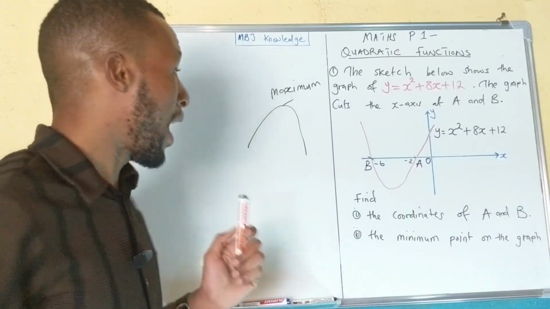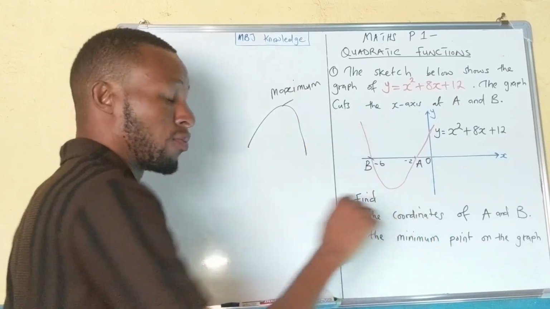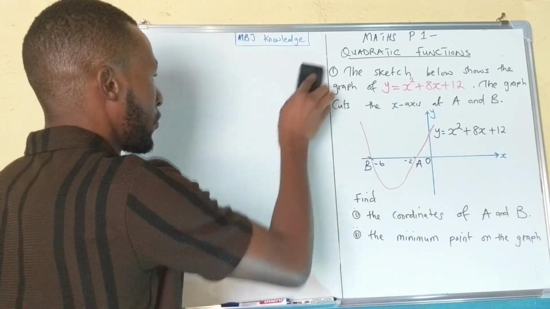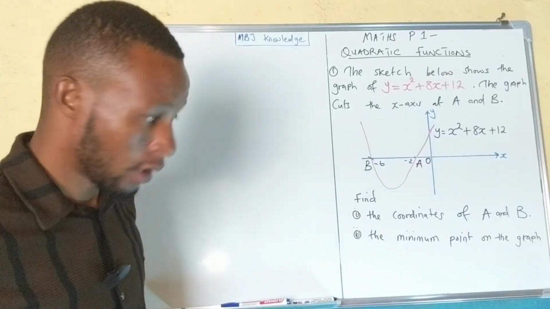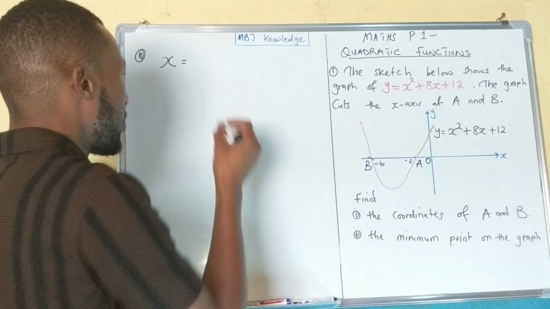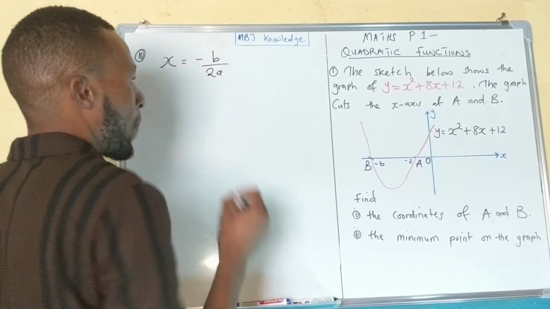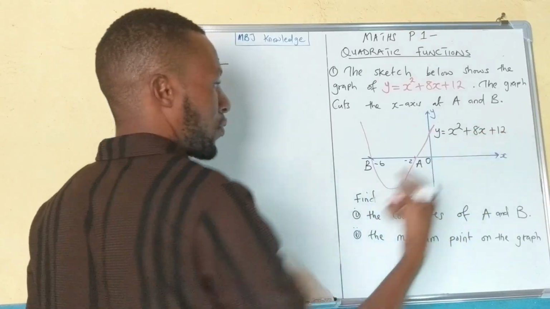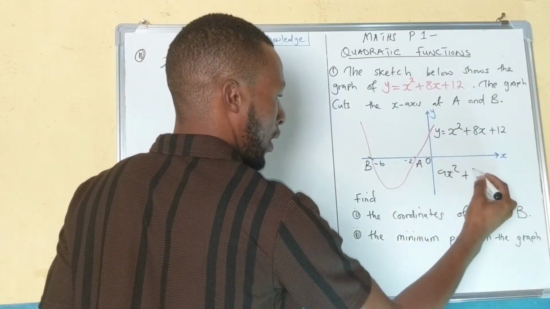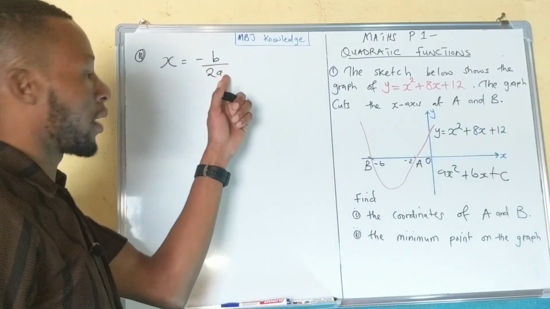Okay, so notice how we are going to use this procedure. Whether they ask you maximum or minimum, you are going to follow the same steps. So here is the step. First of all, find the x value. So the x value in this case will be given by negative b over 2a. So looking at this equation that we have, if we bring down our standard equation, we're saying ax squared plus bx plus c. We need our b and our a.